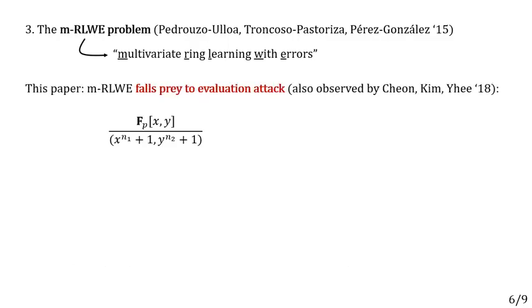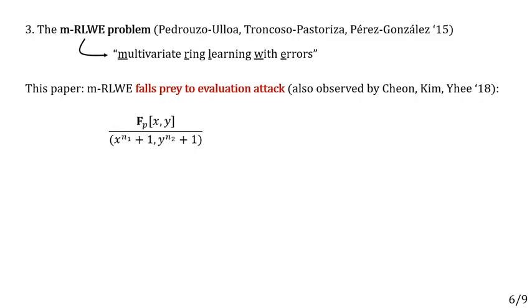Okay. Now, the main observation of the current paper is that multivariate ring learning with errors falls prey to the evaluation attack that we just mentioned, but in a rather dramatic way. By the way, this was also observed by Cheon, Kim, and Yi in a paper also studying signal processing in the homomorphic context. So why does it fall prey to the evaluation attack?